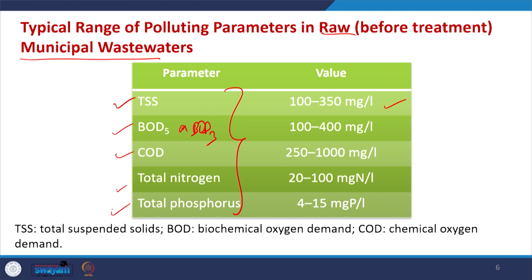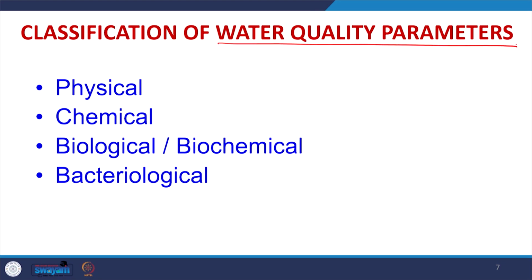Now, we are going to learn how to determine all these parameters and what the basic understanding of these parameters is before going further. So, now we are going to understand the water quality parameters that we have to determine. There are different types of water quality parameters, and their classification is different: physical water quality parameters, chemical water quality parameters, biological or biochemical, and bacteriological.